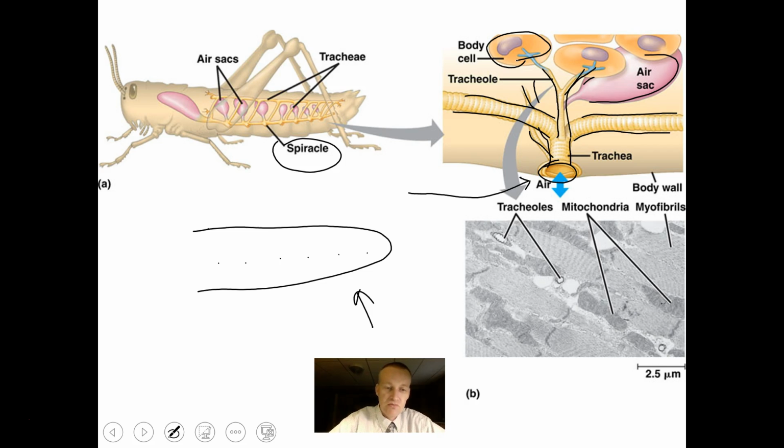The tracheal system means you start with a spiracle and then you branch into a tracheal tree, and so it carries oxygen to all the cells of the body, and it brings out carbon dioxide, which is a waste gas. Now, this is a very common system since there are more insects than all other animals combined.